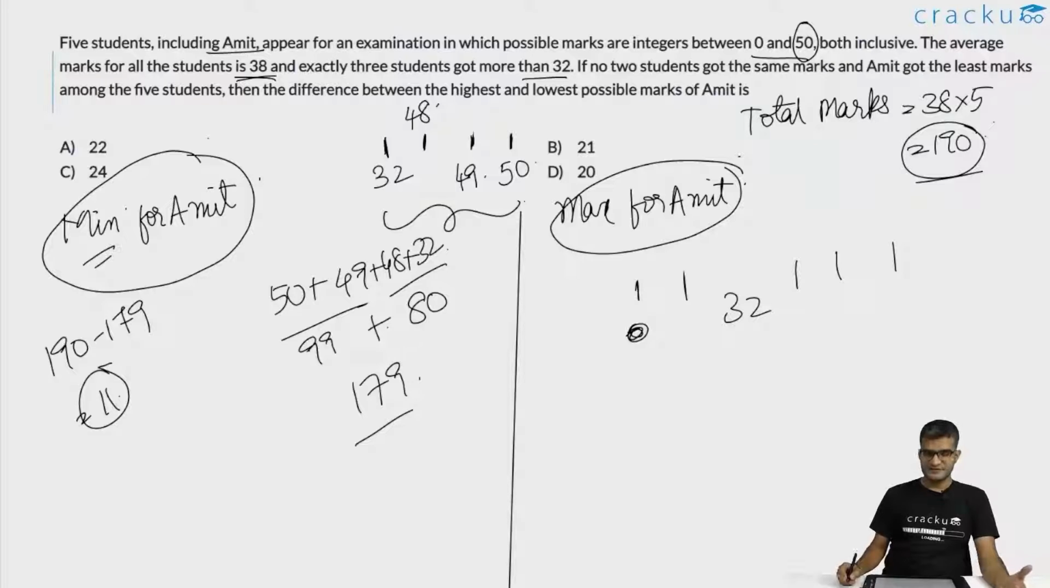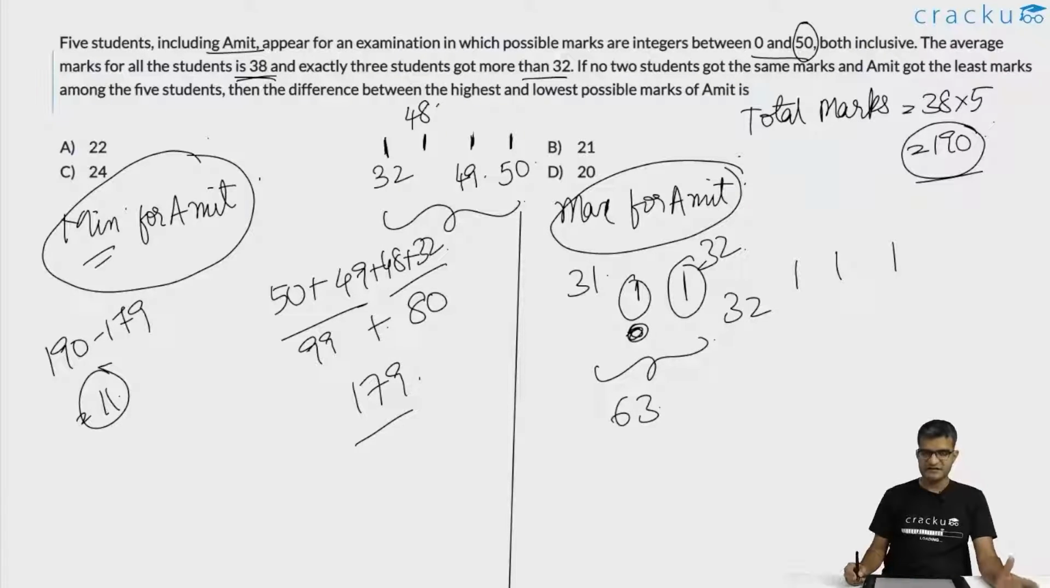This is maximized if the fourth highest score, that is this guy, scores 32 and Amit scores just 1 less, which is 31. Now the sum of their 2 scores is 63, which is 31 plus 32. So these remaining 3 guys have to score 127. And this can be done in multiple ways.